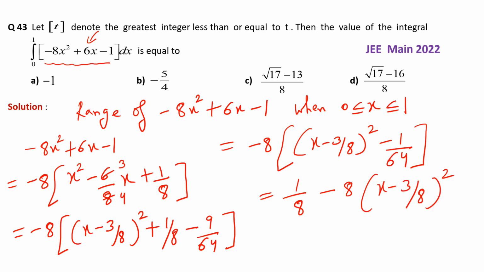Now students, since the value of x belongs to closed 0 to 1, so if I subtract 3 by 8 throughout this inequality, I will be getting the value of x minus 3 by 8 lying between closed minus 3 by 8 to 5 upon 8. Right? Now students, we move further.